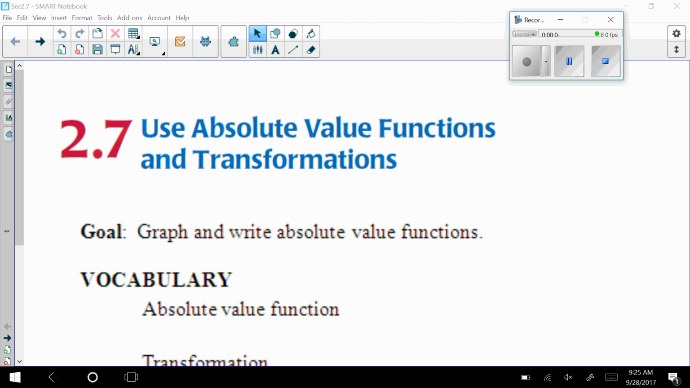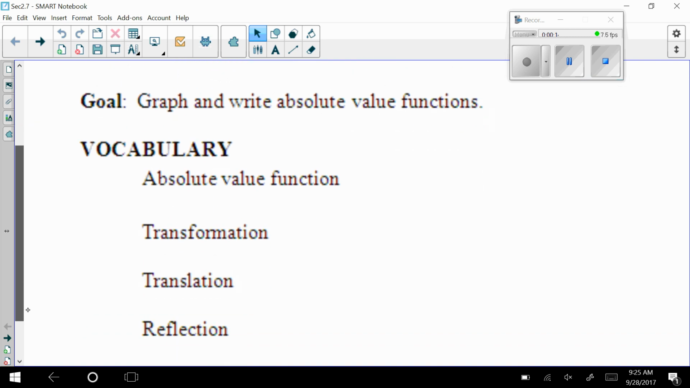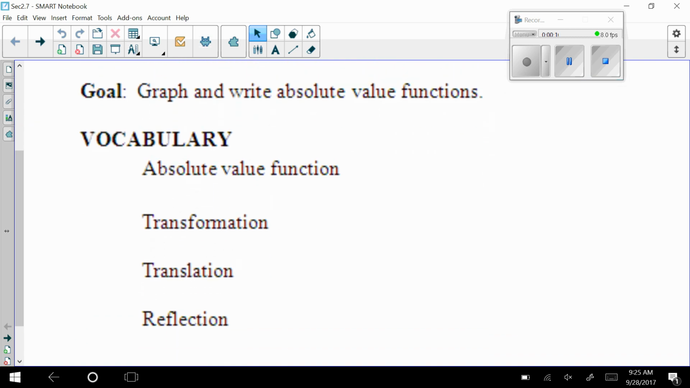This is lesson 2.7 and it's about using absolute value functions and transformations. So we have a few key vocab terms. The first one is absolute value function. We learned about absolute values, where the absolute value of x is x if x is positive, negative x if x is negative, and 0 if x is 0. So we can define our absolute value function as f of x equals the absolute value of x.